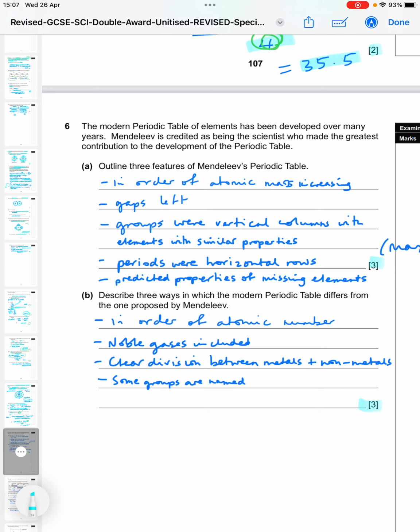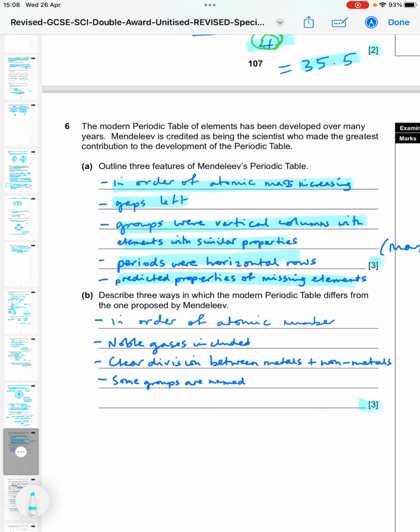So outline the 3 features of Mendeleev's periodic table. So you could have any of these. So it was in order of atomic mass increasing. He left gaps. The groups were vertical columns with elements with similar properties. He had periods which were horizontal rows, and he predicted the properties of missing elements. Any 3 would give you 3 marks, but a maximum of 3.